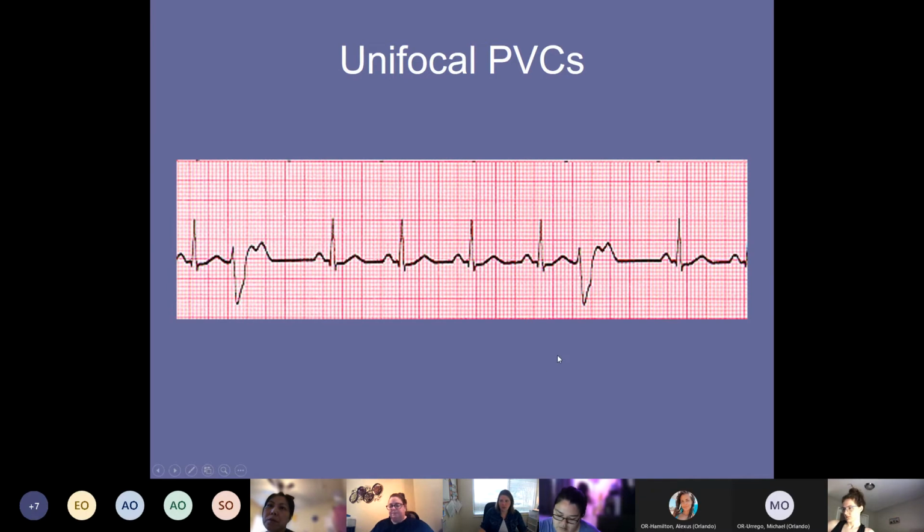What's our underlying rhythm? Sinus rhythm with sinus PVCs. Yes, sinus rhythm with unifocal PVCs. Nice. It is not a normal sinus rhythm. You were right. It's coming from one focus.